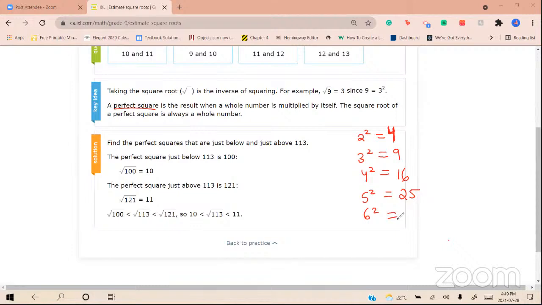6 squared is 36. 36, excellent. 7 squared is 49. Very good. 8 squared is 64. 64. 9 squared is 81. 81. Very good. And 10 squared is 100. 100. Very good.